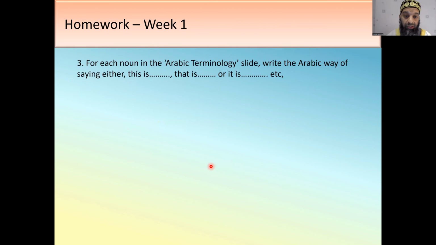Question 3: for each noun in the Arabic terminology slide, that's the slide we covered last week, write the Arabic way of saying either this is, that is, or it is. Now this requires you to write a bit of Arabic. I know it's not a course to teach you how to write Arabic, so if you can't write in Arabic, just write it in the English transliteration. I should maybe take this sentence out and make it another way so you don't have to write Arabic. But it's in there, so we have to do it.